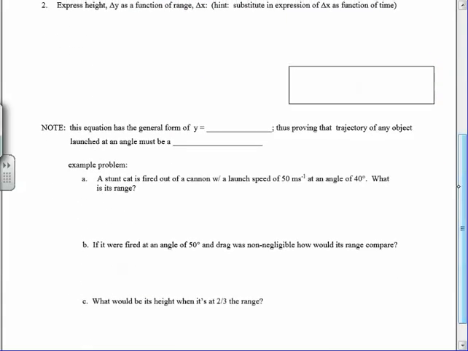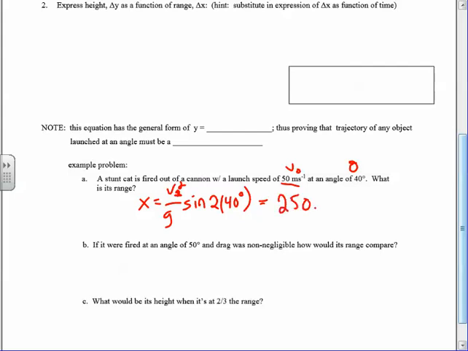Let's say a cat is fired out of a cannon with a launch speed of 50 meters per second, right, at an angle of 40 degrees. What's its range? I can now do that in one step. That should be v squared all over g times sine of 2 times 40 degrees. So really the sine of 80. If you're in degree mode, you punch that out, you get around 250 meters.